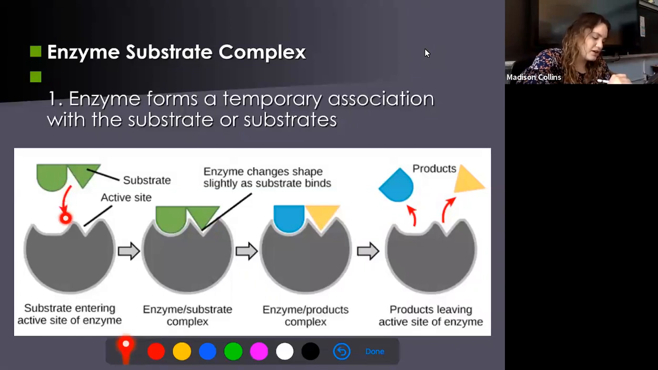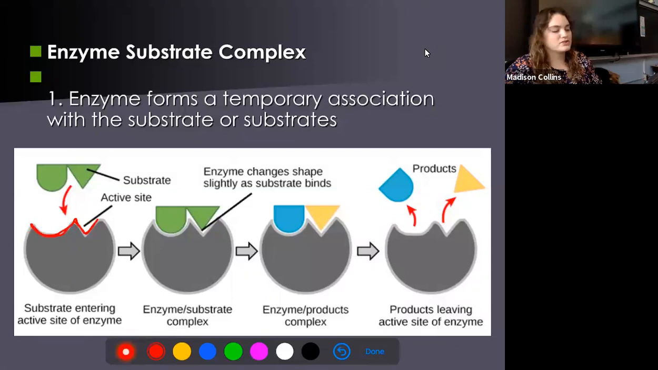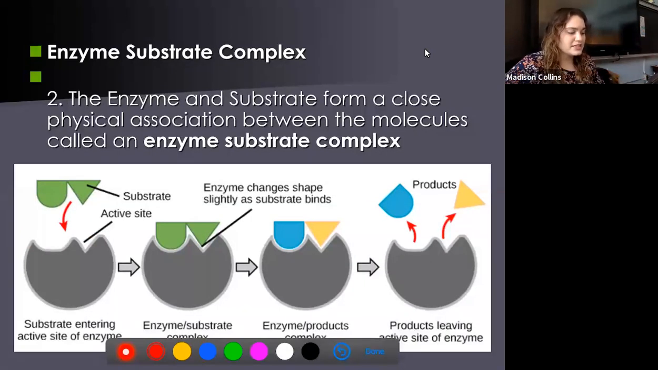This substrate is going to just come down and fit into this tiny little active site on the enzyme. It's going to nuzzle itself into there and form a temporary association, which just means they're going to momentarily connect. Okay, that's the first step. Second step is the enzyme and substrate form a close physical association between the molecules called an enzyme substrate complex. So this is where we actually see those two particles connecting and forming that enzyme substrate complex.